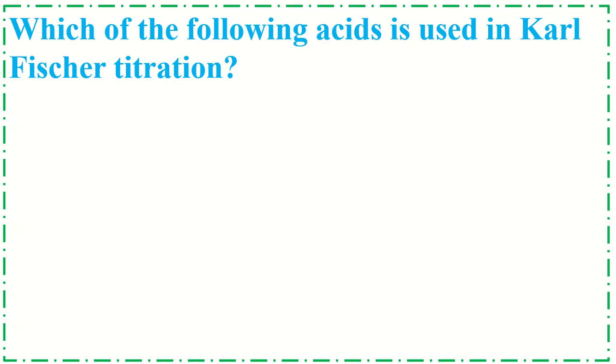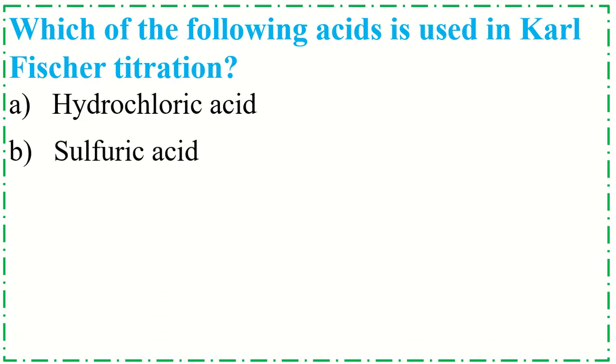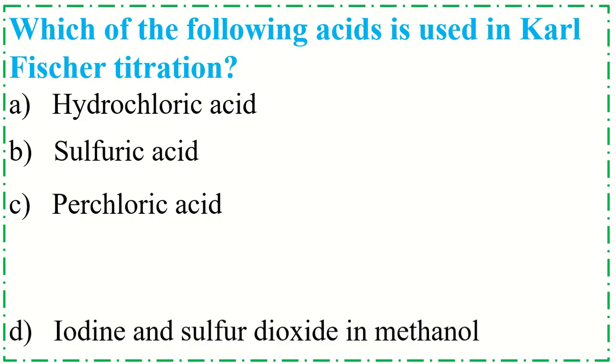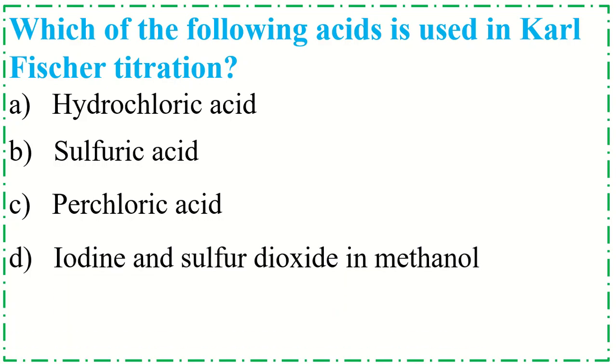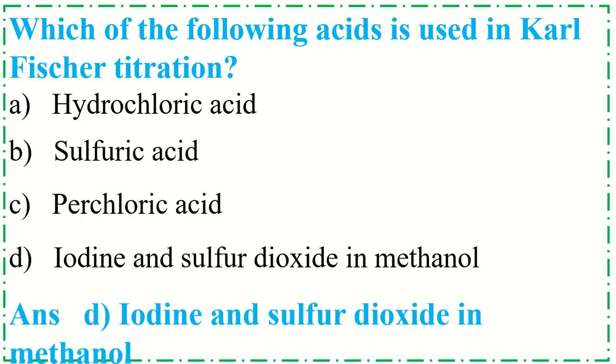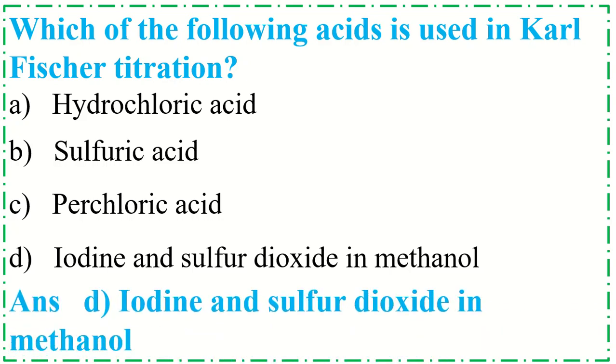Which of the following is used in Karl Fischer titration? Option A hydrochloric acid, B sulfuric acid, C perchloric acid, D iodine and sulfur dioxide and methanol. Correct option is D iodine and sulfur dioxide and methanol.